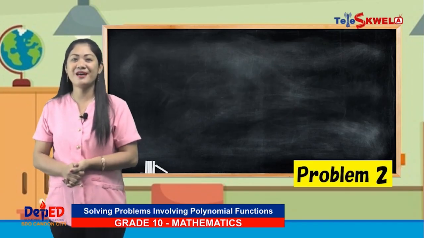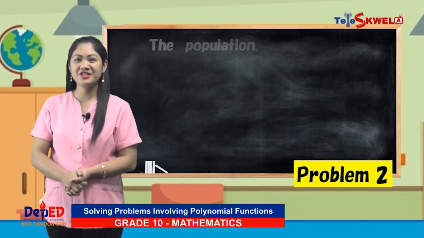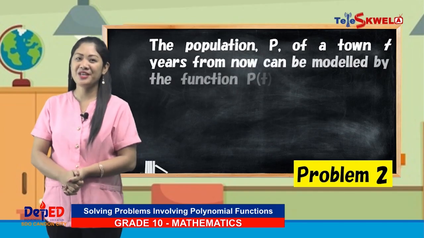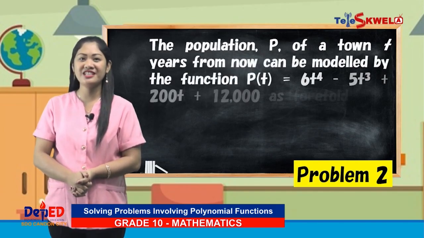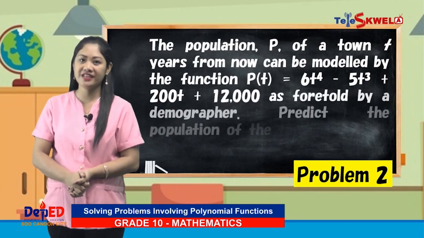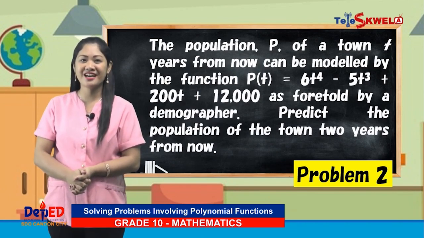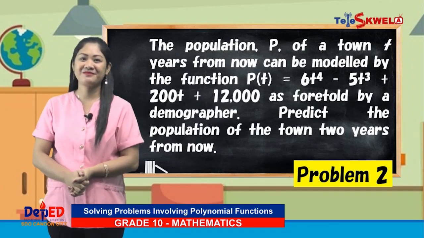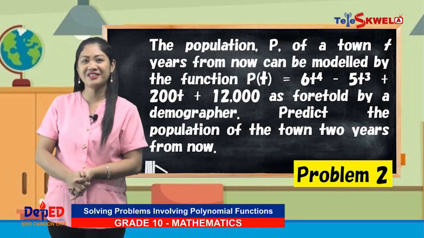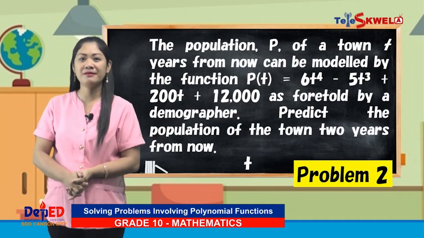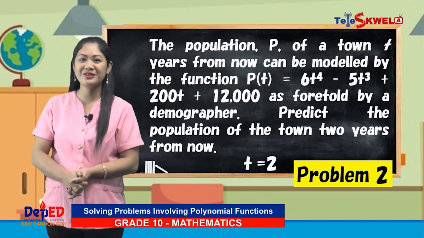Let us have a problem on population. The population P of a town t years from now can be modeled by the function P(t) = 6t^4 - 5t^3 + 200t + 12,000 as foretold by a demographer. Predict the population of the town 2 years from now. What is the solution of the population problem involving polynomial function? Simply evaluate the given function that models the population of the town at t equals 2.